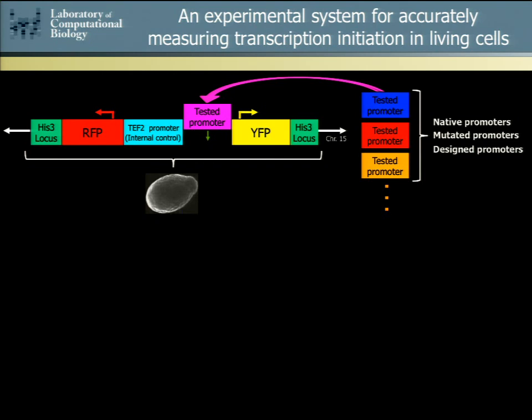So we designed an experimental system in yeast, in which we have one strain in which at a fixed chromosomal location we put a promoter that drives the expression of a red fluorescent protein, or RFP. At the same time, we have YFP, in front of which we integrate then different promoters we want to test.